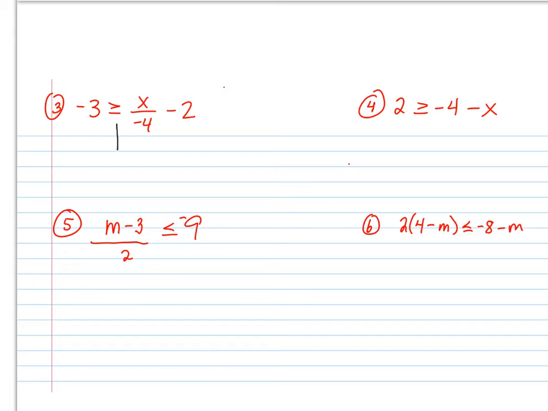On number 3, I'm going to leave it the way it is. They're subtracting 2, so I'm going to add 2 to both sides. -3 plus 2 is -1. It's greater than or equal to x over -4. I'm going to put my wall up. I'm going to multiply both sides by -4.